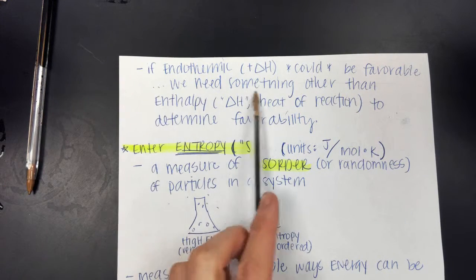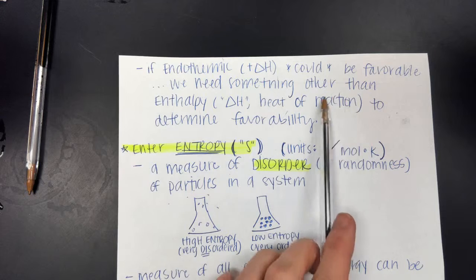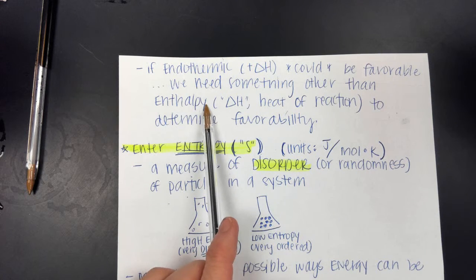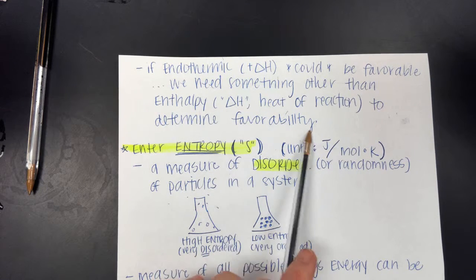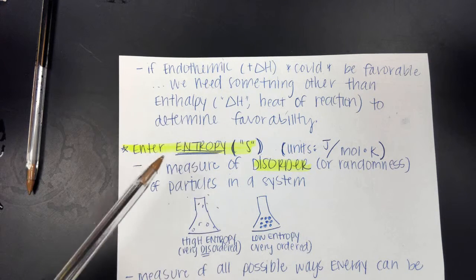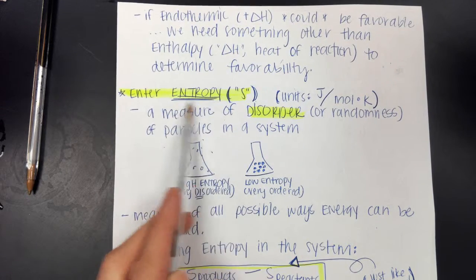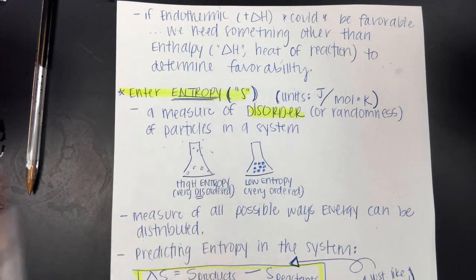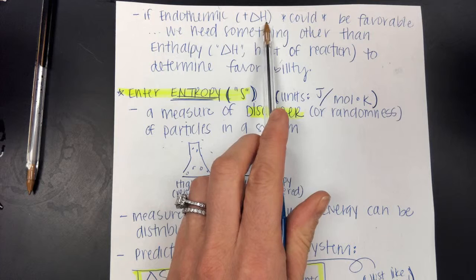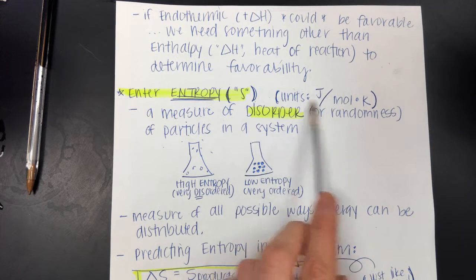So if an endothermic reaction, a positive enthalpy, could be favorable, we need another way to decide if something is favorable. We need something other than enthalpy to decide favorability. That is where our friend entropy comes in. Enthalpy is H, entropy is S, and these are the units.